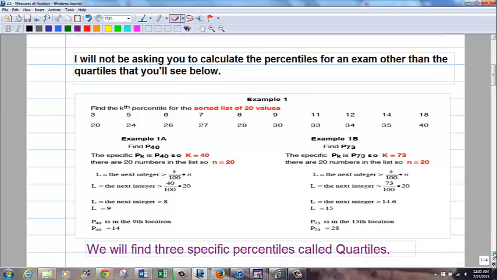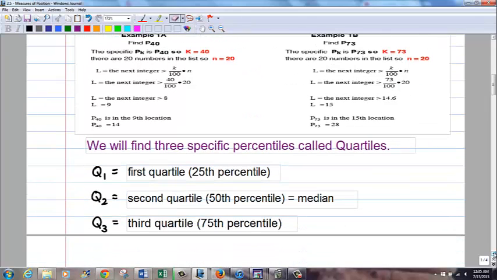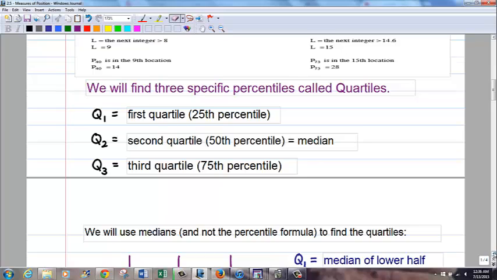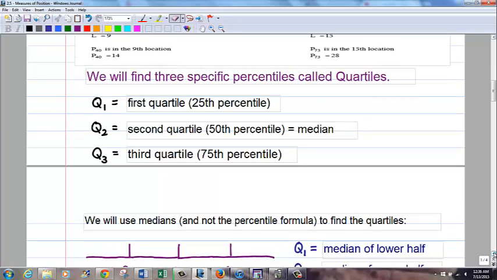Now I'm going to show you what we are going to be calculating or having to do for exam purposes. We're going to find these 3 specific percentiles, but without using that formula above. We're not going to use that formula. We're going to be able to do this just by using medians. Or if you have the technology in the calculator, you can do it in the calculator. That's fine, I'll show you that too. But if you're not using the TI 83 or 84 or even higher, some of the newer models, then we're going to look at how to do it manually also.